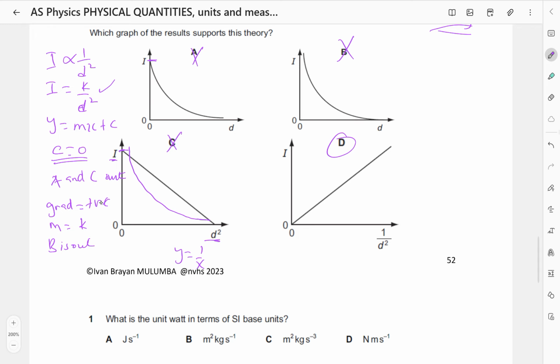We started by saying if I is equal to K over D squared, compare with y is equal to mx plus c, there is no y-intercept, which makes us cancel out A and C. Then the gradient is equal to K, which is positive. So our gradient should be positive, which leaves out B. That means our answer is D.